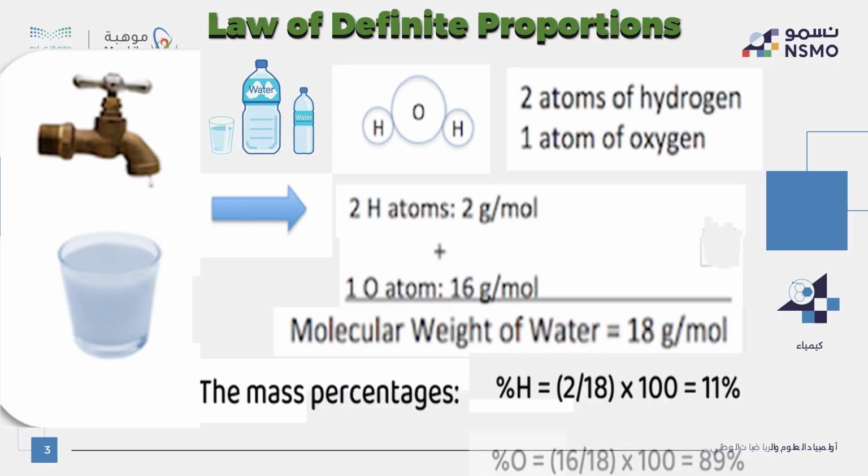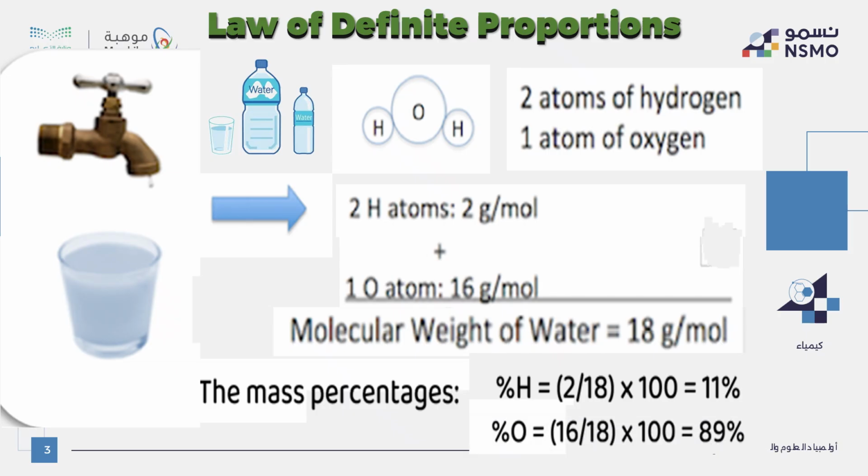The percent of oxygen is calculated by dividing the mass of oxygen, 16 grams, by 18 grams of water and multiplying by 100. This gives approximately 89% oxygen by mass. This shows that even though water has more hydrogen atoms, oxygen makes up most of the mass because the oxygen atoms are much heavier than hydrogen atoms. Now, let us move to the exercise.